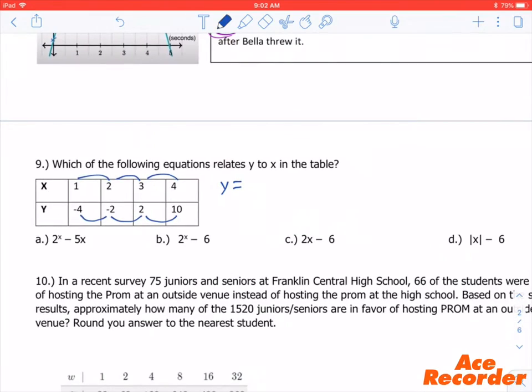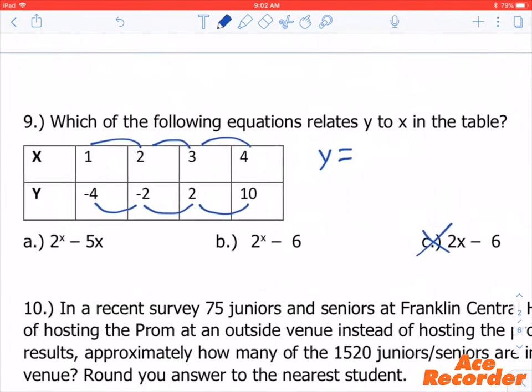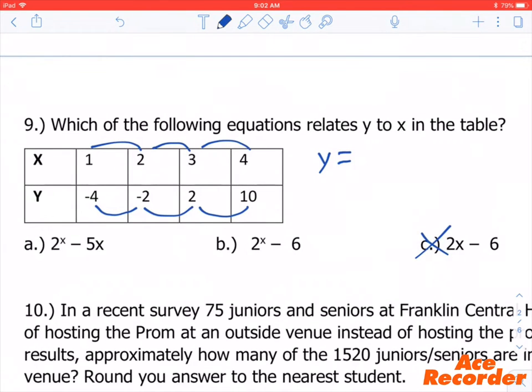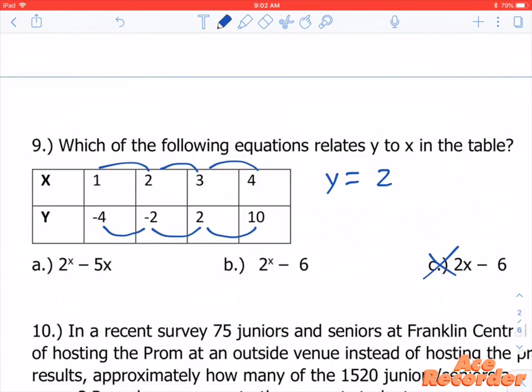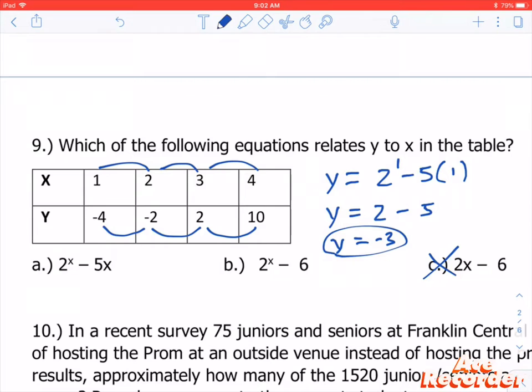So that is definitely not linear. So we can cross out the two linear ones, and then we just can test out both of these. So 2 to the x power, so let's test out 1. 2 to the first power minus 5 to the first power, or times 1. So I'm just plugging in the x value to see what we get for the y. So 2 to the first power is 2, minus 5 is negative 3. And since that is not what we're looking for, that's out, and we have answer B.